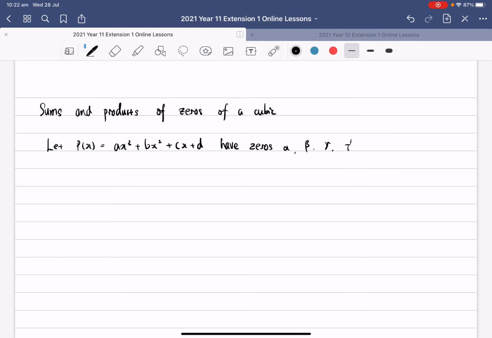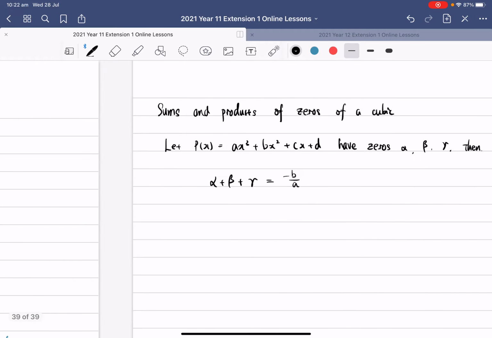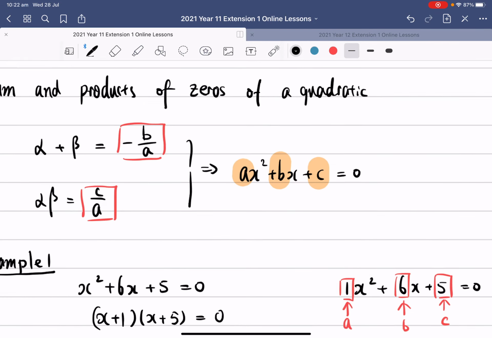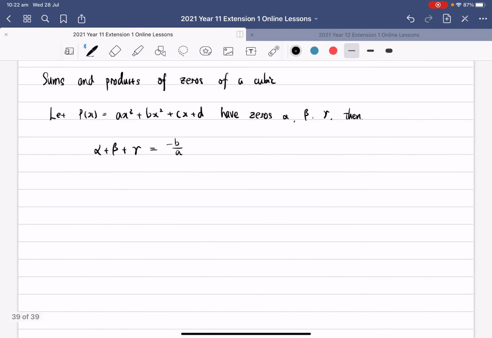All right, then in that case, we can have those formulas. The sum of those roots, alpha plus beta plus gamma, is equal to minus b on a, which as you can see is the same as the first one, minus b on a. And that's the sum of the zeros.